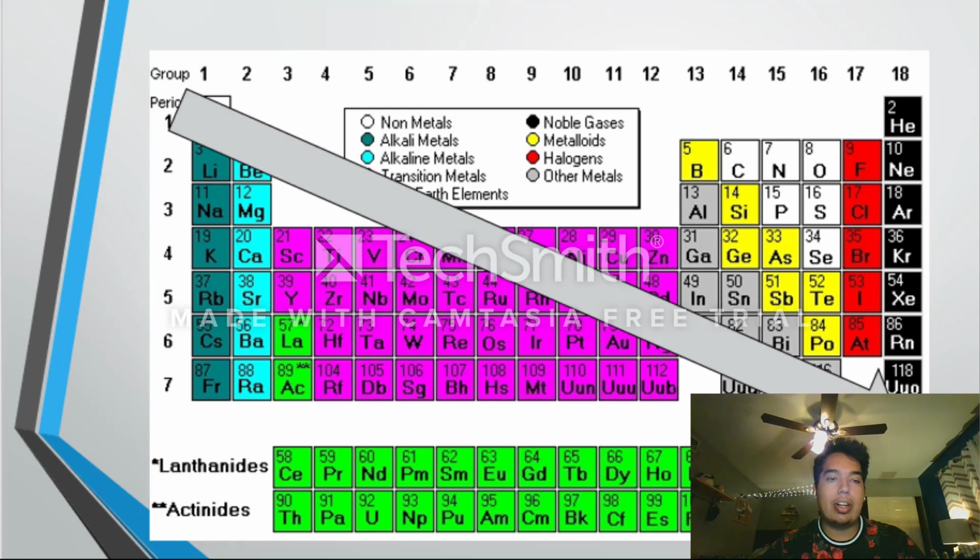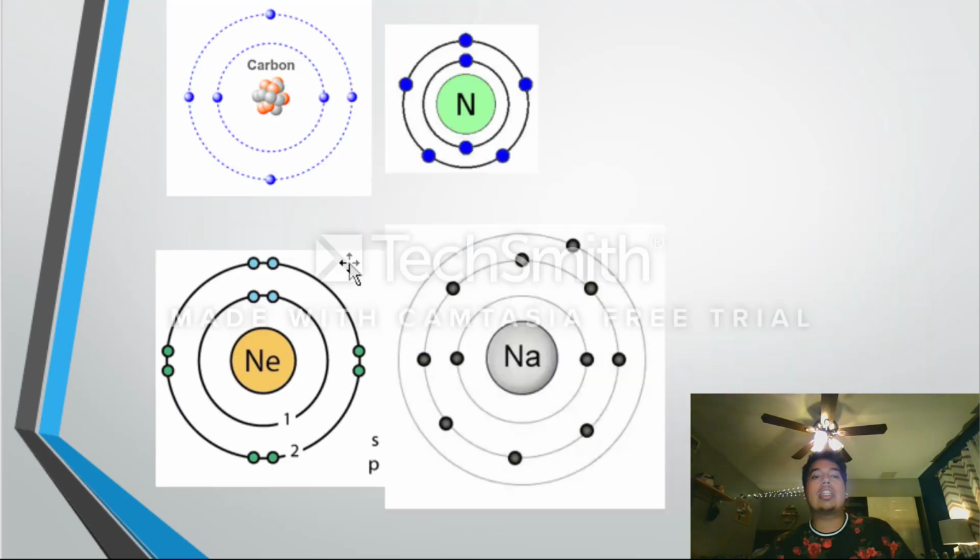So this adds to this trend, the southeast facing arrow, which means the more down you go, the bigger they get, but the more right you go, the smaller they get. And that goes for all the elements in the main series. And here's another description about it. You have the carbon atom, which has 4 valence electrons, and it's happy right there. But then you have the nitrogen atom, which has 5 valence electrons. They have the same amount of shells, but since this one has 1 more electron, there is more pull on the protons inside of this atom, which makes it smaller than the carbon. As you can see, it's slightly smaller.